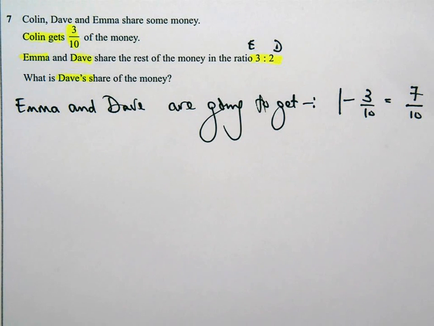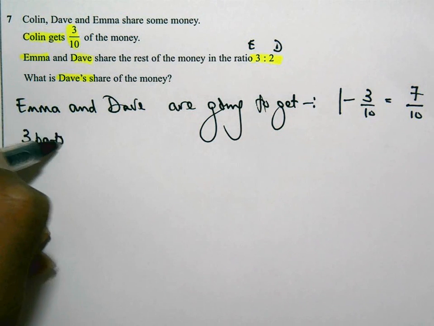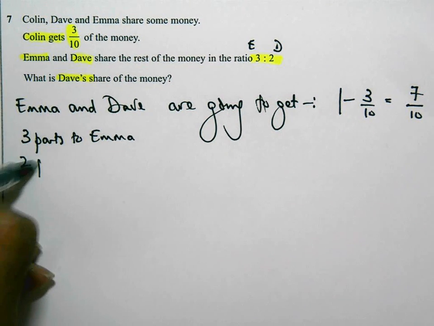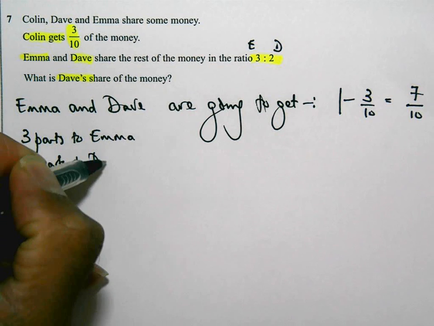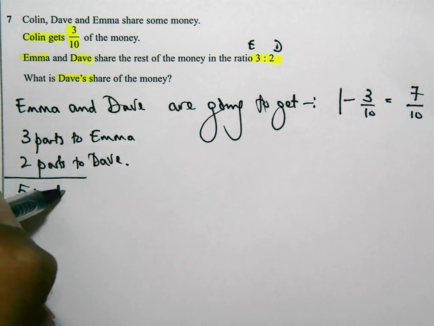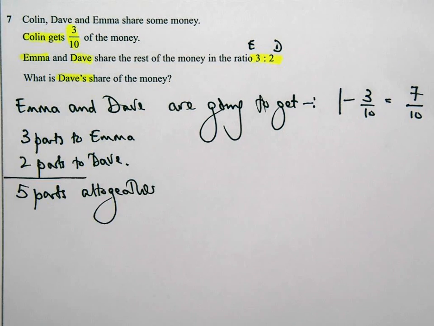Okay, so there's a whole amount, which is the 1. 3/10 goes to Colin, so the rest of it, 7/10, is going to go to Emma and Dave. And that fraction is going to be shared in the ratio 3:2. So 3 parts to Emma and 2 parts to Dave. So that's 5 parts altogether. So Dave is going to get 2 out of 5.